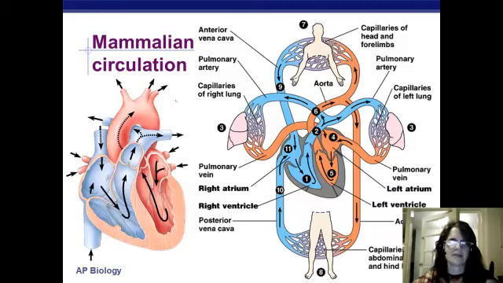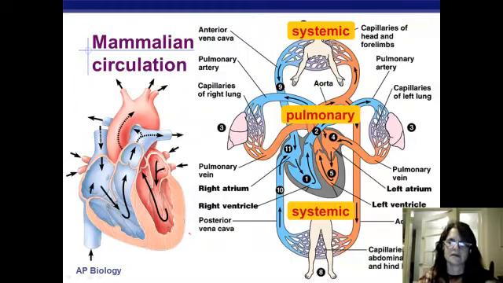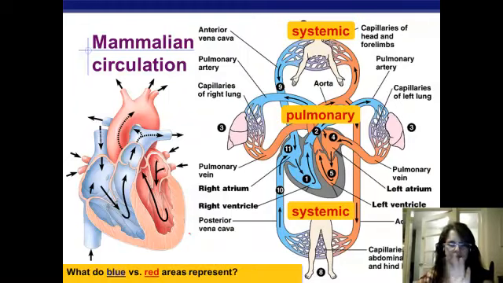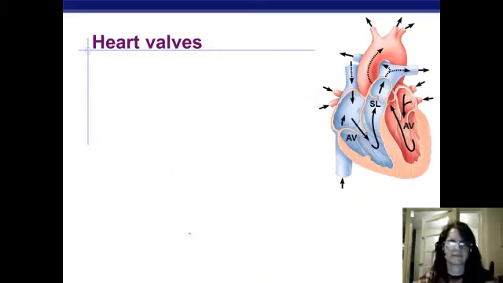This is a diagram of mammalian circulation. It might benefit you to Google a diagram or use this one and make sure you understand the blood flow. We'll address that in class if you need some help on it. I don't want to take the time now.